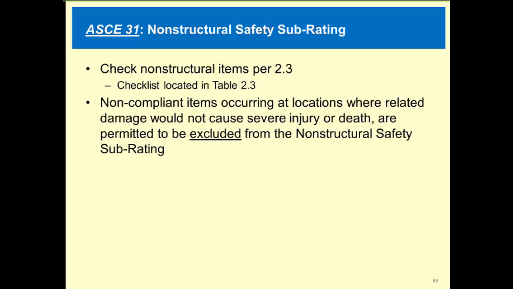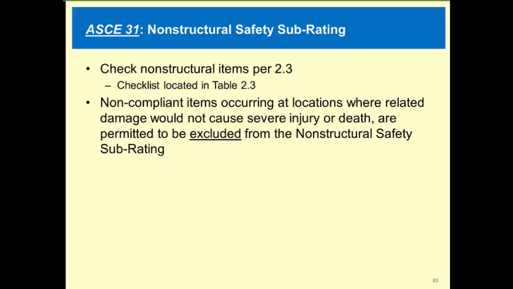All right, so now we've gone through 2 out of the 3. We move on to the non-structural safety subrating. We're moving now into section 2.3. Again, there are new tables, table 2.3, which lists all the non-structural items in the ASC 31 checklists.